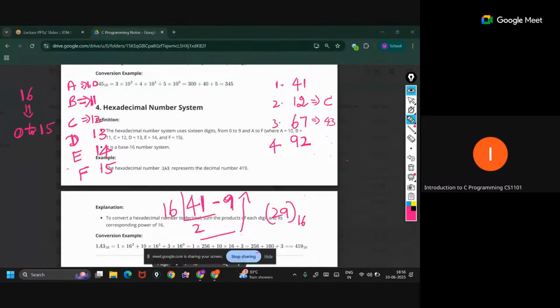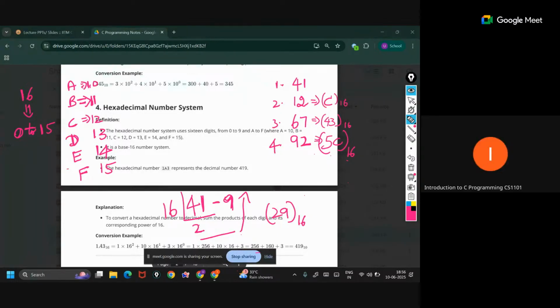And similarly, 92. So 92 divided by 16? 5, C. Yes. 5 remainder 12, so I can write it as 5C to the base of 16. Is it clear to you all? Yes, ma'am.